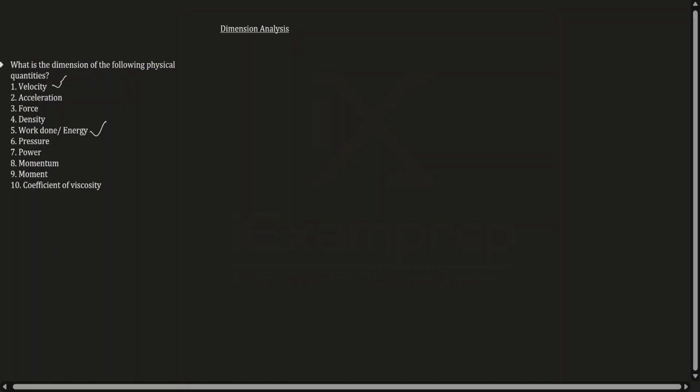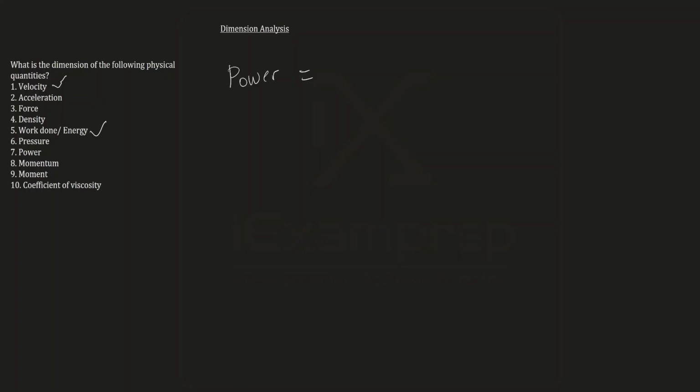Number 7, power. So what will be the dimension for power? First, we need to know the formula for power. Formula for power is work done over time. So power is rate of doing work. What is work done? Work done is force times distance. So power is going to be force times distance over time.